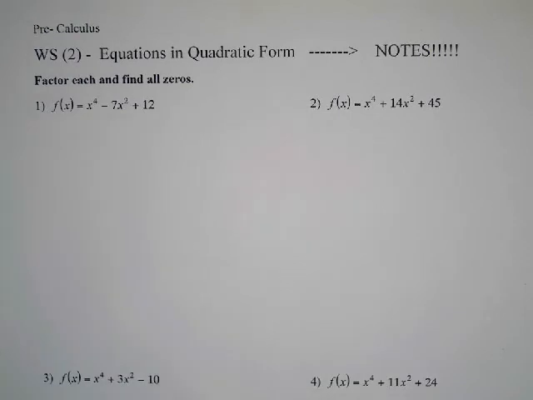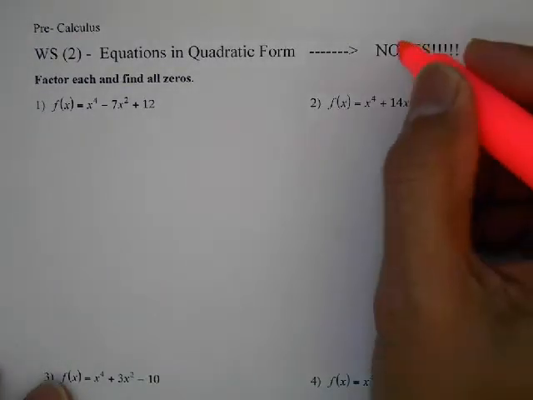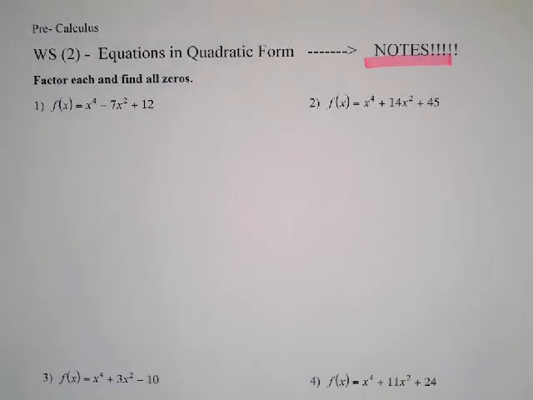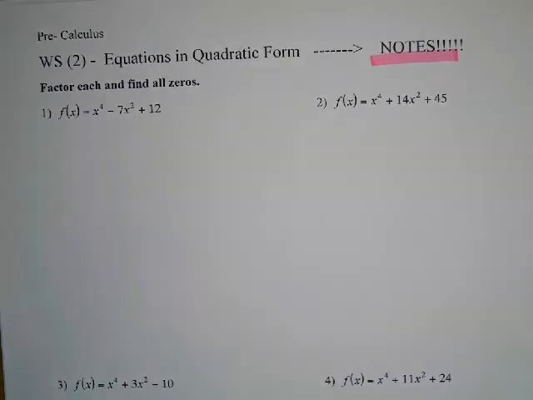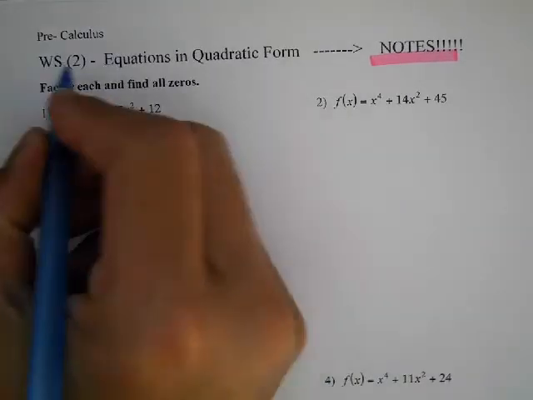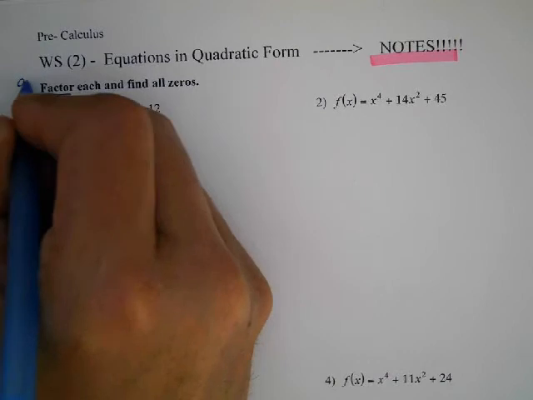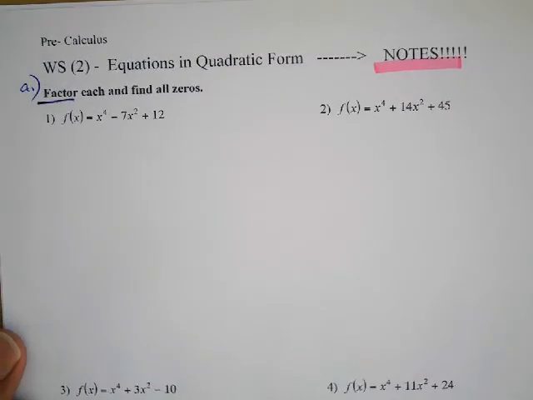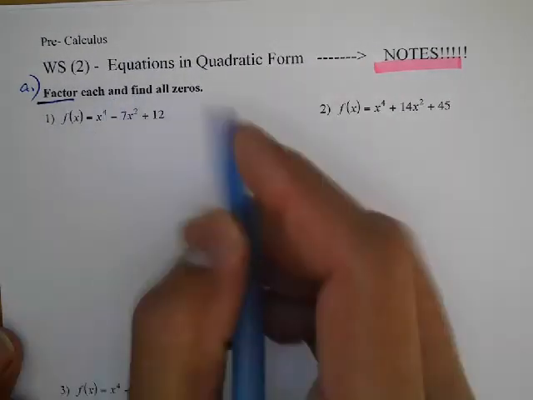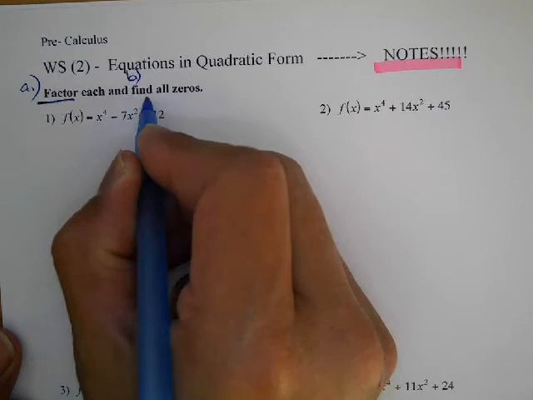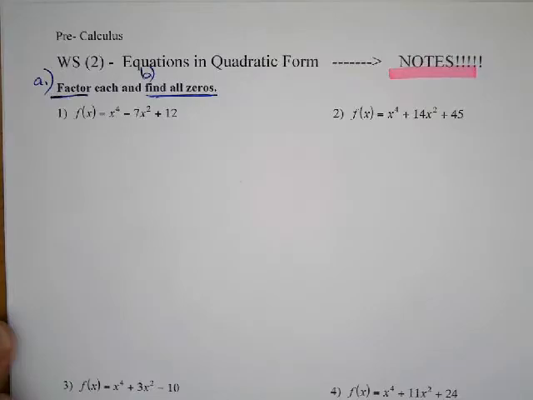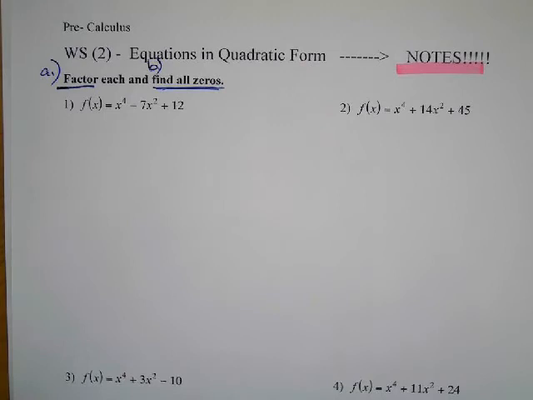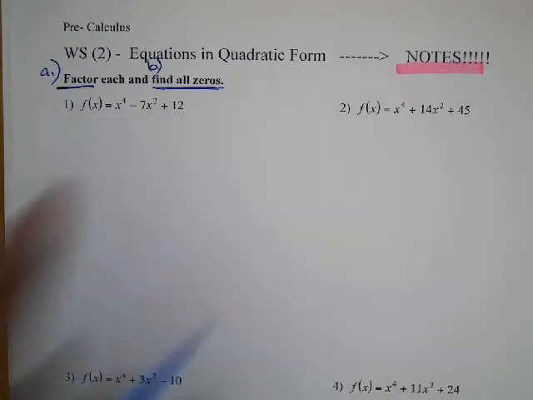These are the notes for worksheet 2 for this assignment. All right, so again, remember there's two things that are being asked here. Part A, factor it. And Part B, find all the zeros, just like you did very similarly in the last assignment. The last assignment was to the power of 3. This one's to the power of 4.